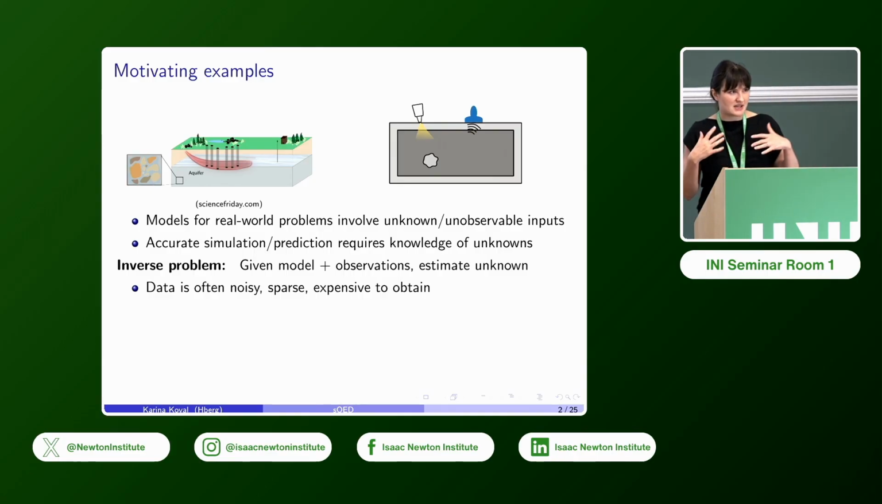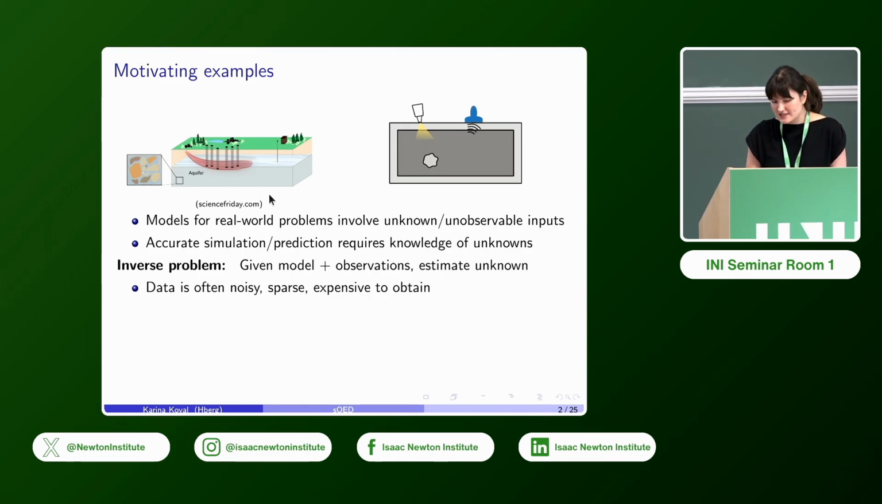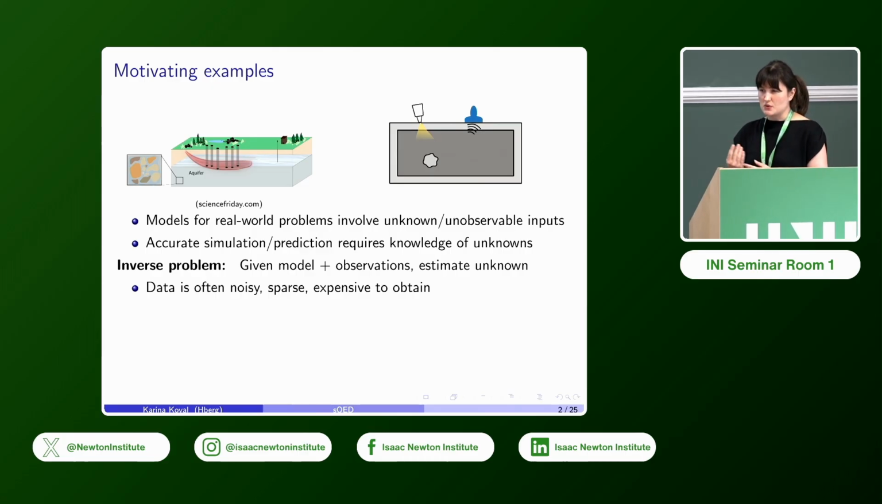And if you want to make accurate simulations using these models, or accurate predictions about these systems, you need to have some knowledge about these unknowns. So just to give one example, if you want to monitor the quality of water flowing through some aquifer, you have to have a pretty good idea of the physical properties of that aquifer, like its permeability field. And this is not something you can observe directly, but you can observe some related quantities, like the water head pressure, at some wells that have been drilled into the ground.